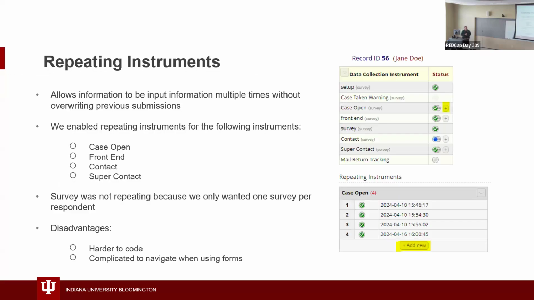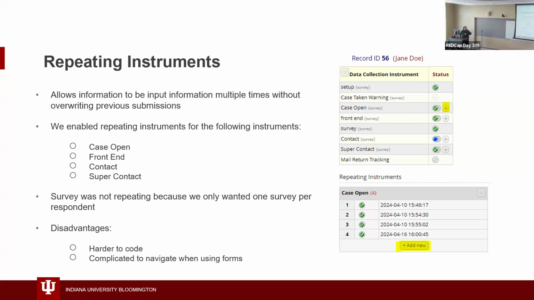Repeating instruments. So with these 9 instruments, we needed some of them to be repeating and some of them to be static, because we don't want one person to take the survey portion of this multiple times. We just want it once and then not get any more information from them. So the case open, the front end, the contact, and the super contact, which is where we're getting who's opening the case, what time it is, information like that, those are all repeating, and they can repeat as many times as you need. The survey and the setup page are not repeating.